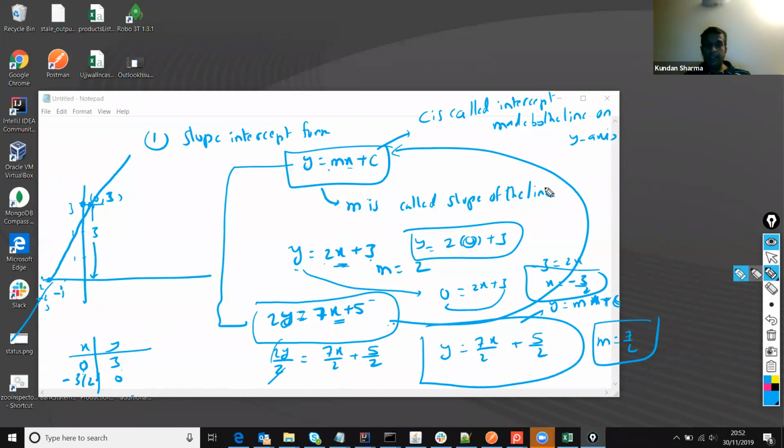So this is the first form, which is called slope-intercept form. And we have seen that the equation has to be in the form where the coefficient of y has to be 1. Then only we can say that whatever is the coefficient of x will be called the slope of the line. Right? And we saw this example. So we saw that if a line is not in the form of y is equal to mx plus c, then how do we convert that? I showed you. Let's take one more example so that we are very clear with this.